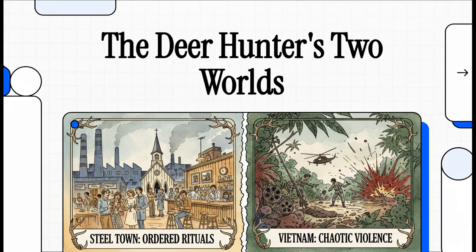So, how do you make an audience feel trauma and not just watch it happen on screen? Well, sometimes the secret isn't in the dialogue or the action, but in the very bones of the story. That's what we're digging into today. We're going to deconstruct Michael Cimino's screenplay for The Deer Hunter and see how its incredible, really deliberate structure tells a story of two completely different worlds.